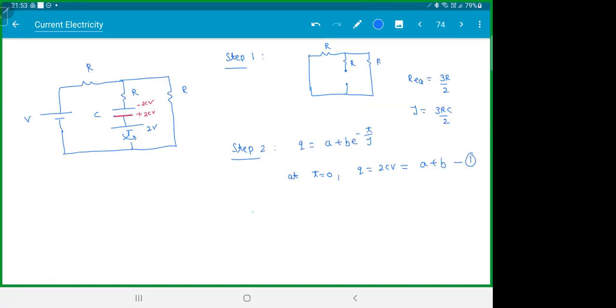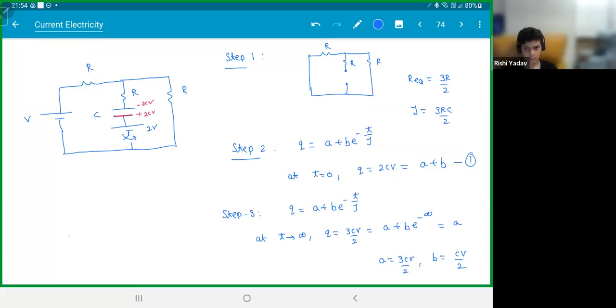Now, once we got this, step 3. So Q is A plus B e power minus T by tau. At T infinity, Q is equal to the Q final, which is 3CV by 2, which is A plus B e power minus infinity. So that is A. So A is 3CV by 2, and A plus B is 2CV, so B will be CV by 2. This is your final answer.